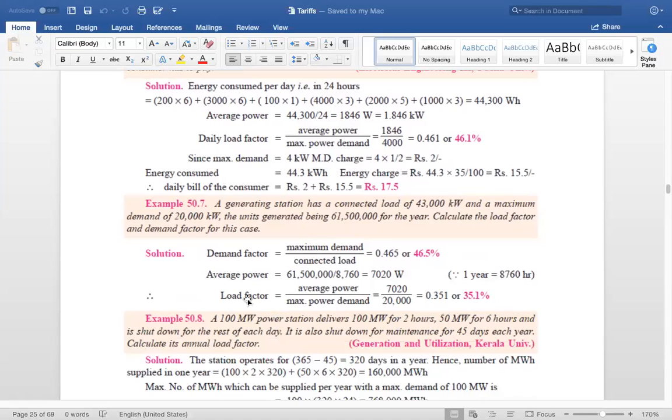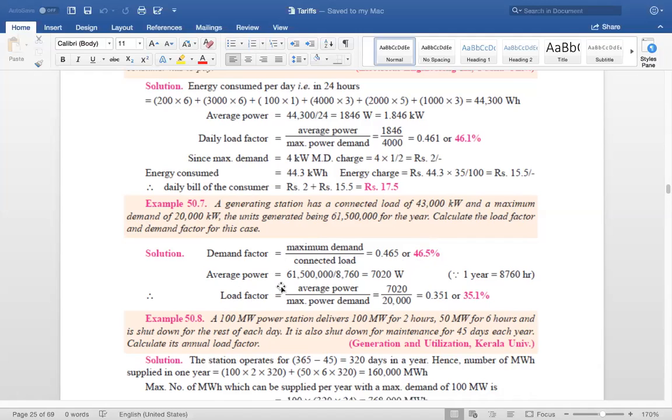A generating station has a connected load of 43,000 kilowatt, maximum demand of 20,000 kilowatt, the units generated being 61,500,000 for the year. Calculate the load factor and the demand factor. So the demand factor is the maximum demand divided by the connected load. Maximum demand is 20 kilowatt, and the connected load should be 43. So that gives us 46.5%.